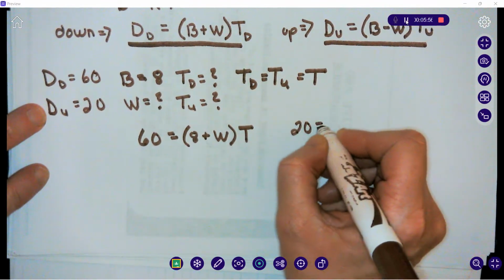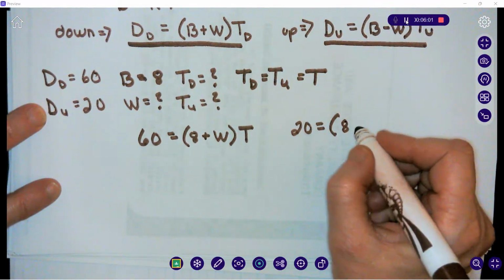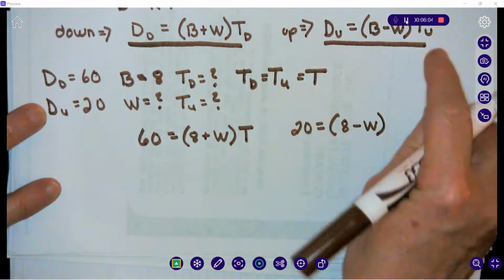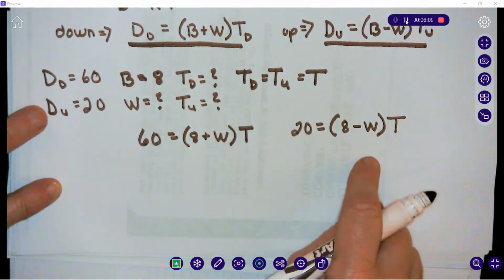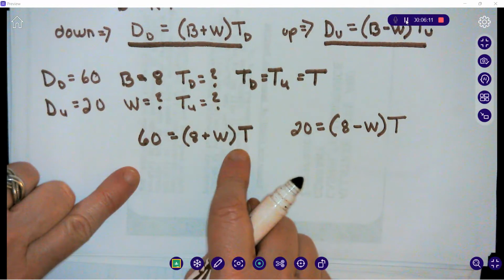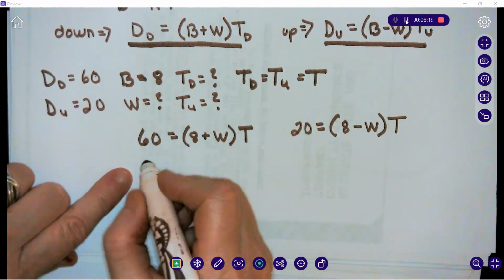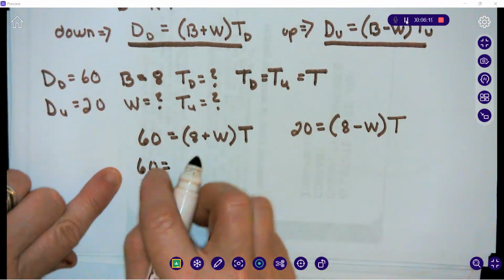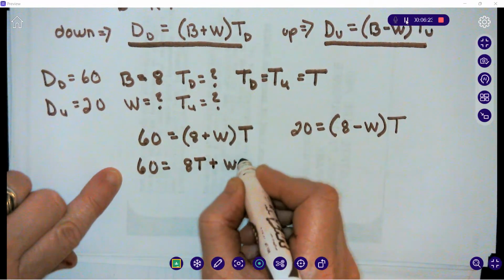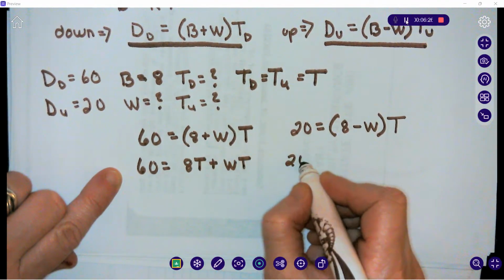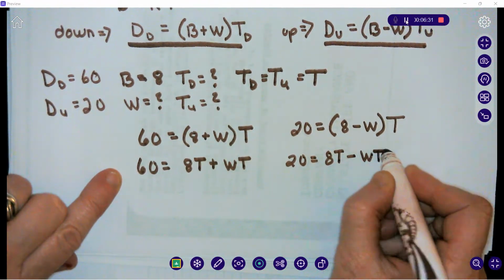We have 20 equals the speed of the boat, which is still 8. This time we have to subtract the speed of the current, which we don't know. And we're going to just call this t because tu equals td. So now if we use the distributive property, our equations look like this. 60 equals 8t plus wt, and 20 equals 8t minus wt.